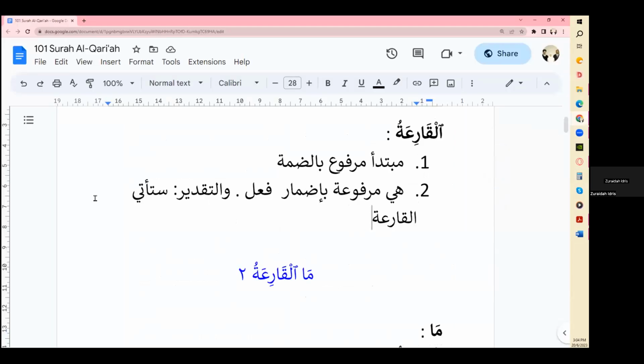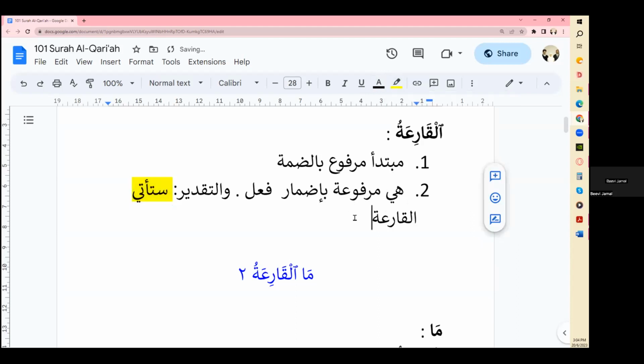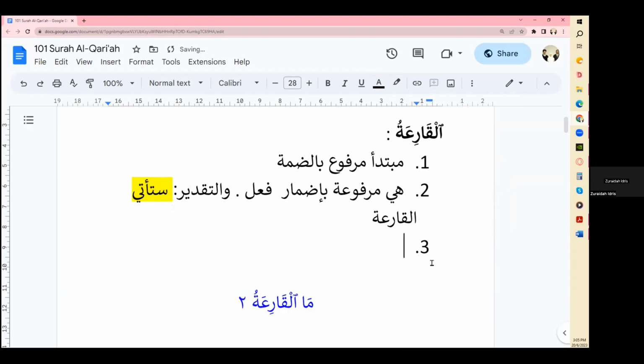And they look at the fi'il as sata'ti, you know. How would we translate this with the sin? It will be future tense. There is no ba or anything, no preposition here. So sata'ti al-Qari'ah would translate roughly to... Qari'ah itself, what's the meaning? Qaf ra ain. How would we have translated this? Is it calamity? Calamity, or the crash. Okay, that's interesting, crash.